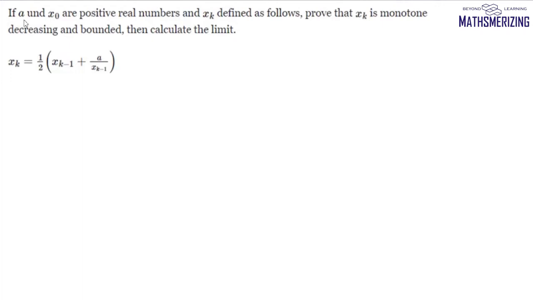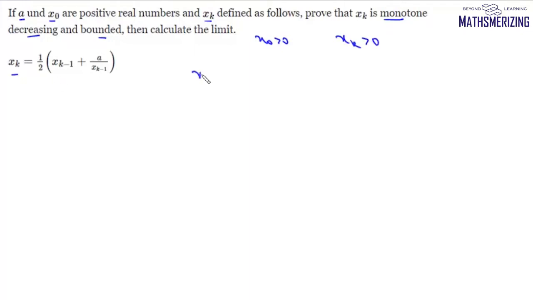Now here the question is, if a and x0 are positive real numbers and xk is defined as follows: xk equals 1 by 2 times (xk minus 1 plus a upon xk minus 1), then prove that xk is monotone decreasing and bounded, and then calculate the limit. Now it is given that x0 is greater than 0, then x1 will also be greater than 0. So any term in the sequence, say xk, will be greater than 0.